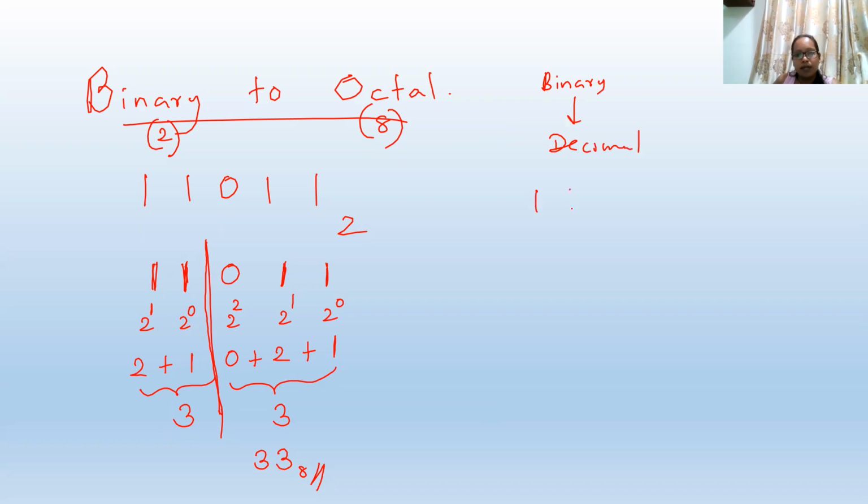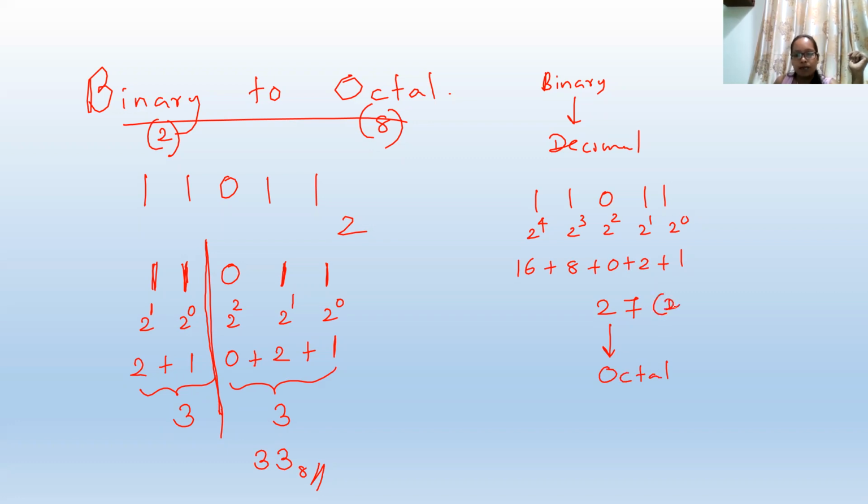We'll do the binary into decimal. 0, 1, 2, 3, 4. Write in place values and add. That is 1 plus 2 plus 0 plus 8 plus 16. That's 27. Now this is in decimal. Now that decimal we have to convert into octal.